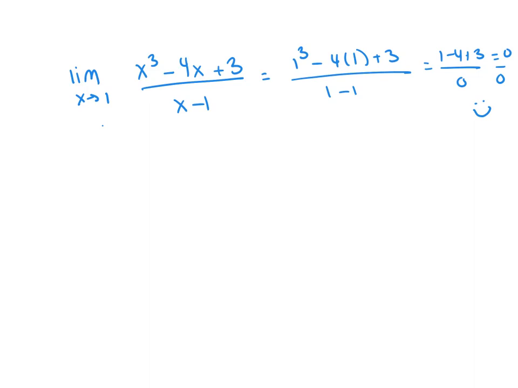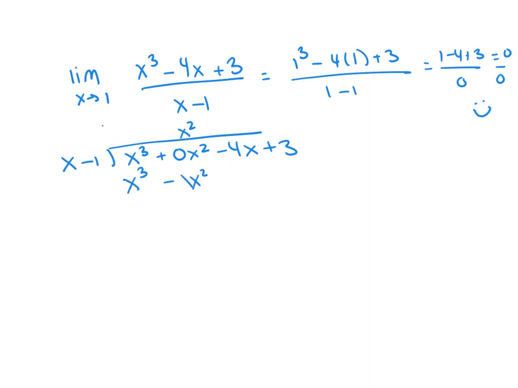Now the something I can do is polynomial division. So let's set that up. X minus 1 into x cubed. Don't forget your placeholder of 0x squared minus 4x plus 3. So x goes into x cubed, x squared times negative 1, negative 1x squared times x is x cubed, and then we subtract. So let's see, the minus will make a plus, so that's going to be x squared. I bring down my 4x.